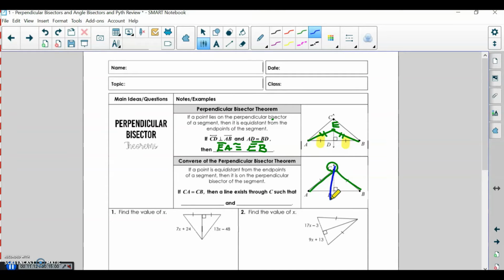Well, earlier this was a perpendicular bisector. Is it a perpendicular bisector now? As long as you're at a right angle and these two are congruent, then you will have a perpendicular bisector. That's what it says right here. Then it will be a perpendicular bisector.